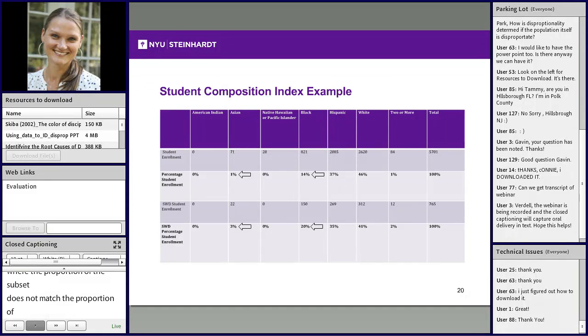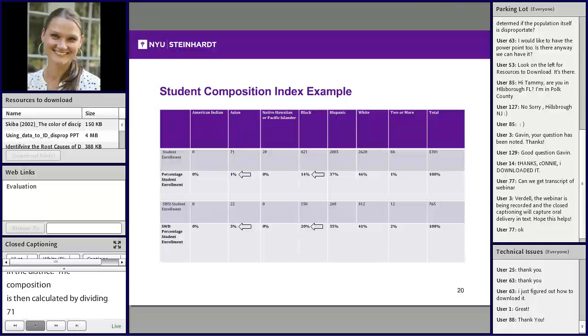So in order to show what I mean by this, this is a sample district. These are made-up numbers. But you can see in this district we have 71 Asian students out of 5,701 students in the district. The composition is then calculated by dividing 71 over 5,701. And that will give us that 1% of students in this district are Asian. So that's the composition of the Asian population in the district. And I have an arrow also on black students where we have 821 students out of the 5,701, and the composition is 14%. And so now we understand how many students of this particular racial category are in this district.